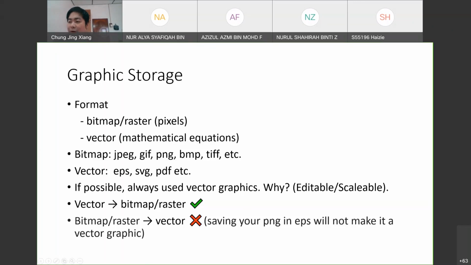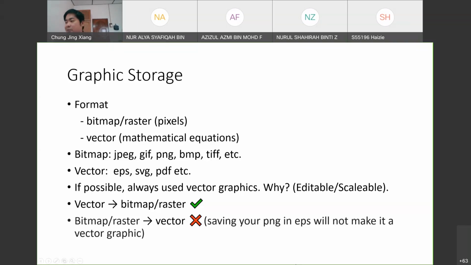So okay, for bitmap, the formats that you usually use are JPEG, GIF, PNG, BMP, TIFF, etc. Okay, so I think you're very familiar. PNG, JPEG, especially JPG, or TIFF. So these formats are actually bitmap, meaning storing information in pixels. For vector, usually EPS, SVG, or PDF. Surprise, surprise, right? PDF is actually vector. So if possible, you always want to store graphics in vector.